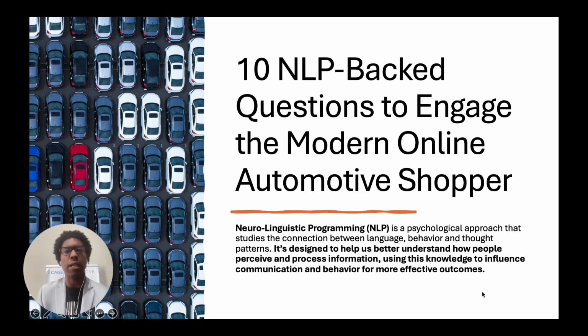Okay. So the 10 NLP, neuro linguistic programming, questions to engage the modern online automotive shopper. Just so we have a definition of neuro linguistic programming, you can see it here at the bottom. It's a psychological approach that studies the connection between language, behavior, and thought patterns. It's designed to help us better understand how people perceive and process information, using the knowledge to influence communication and behavior for more effective outcomes. That was a mouthful. Whew! So let's hop into it.